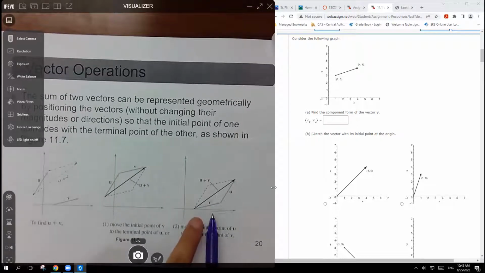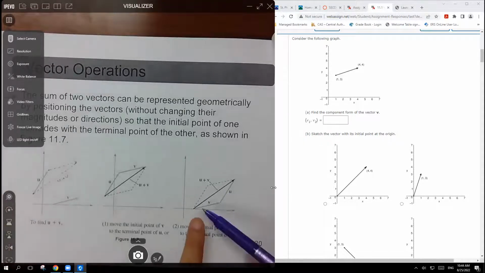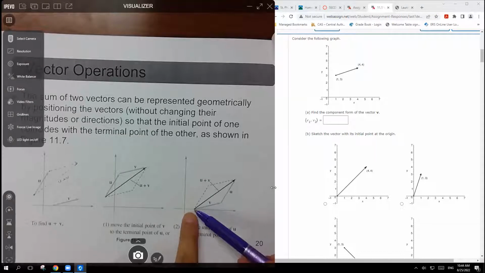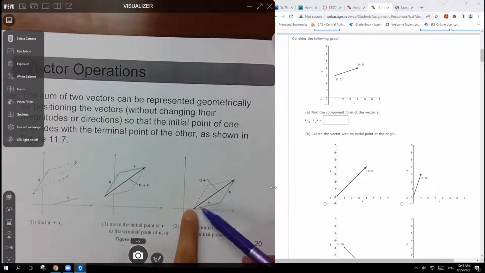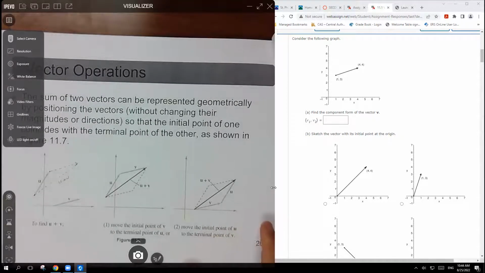You see with the second part, they fixed V and they moved U to the end point of V. That means U plus V is going to be the distance from this point to this point. This is the addition between U and V. Any questions so far?